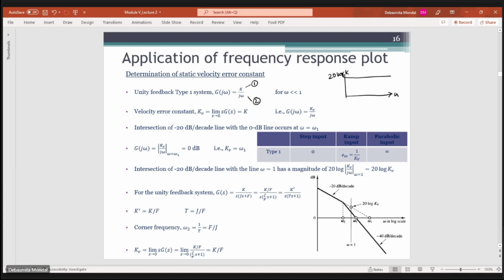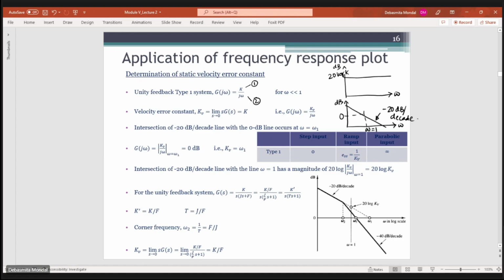Okay, so if this is omega and this is in dB, you will have a straight line whose magnitude will be 20 log k. And for the 1 by j omega term, you will have a sloped straight line with a slope of minus 20 dB per decade, and it will cross the 0 dB line at omega equals 1.